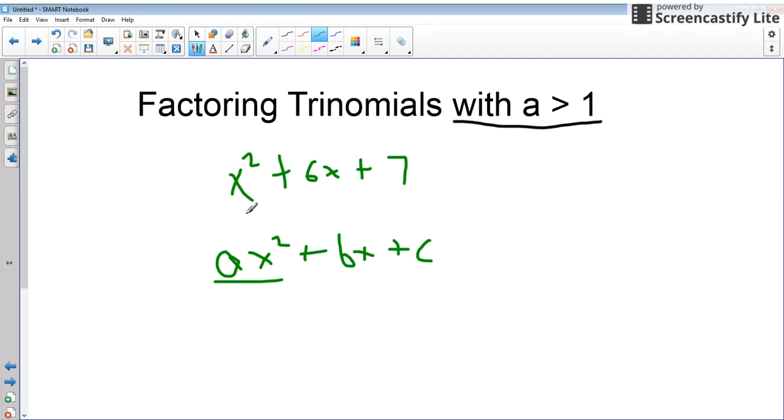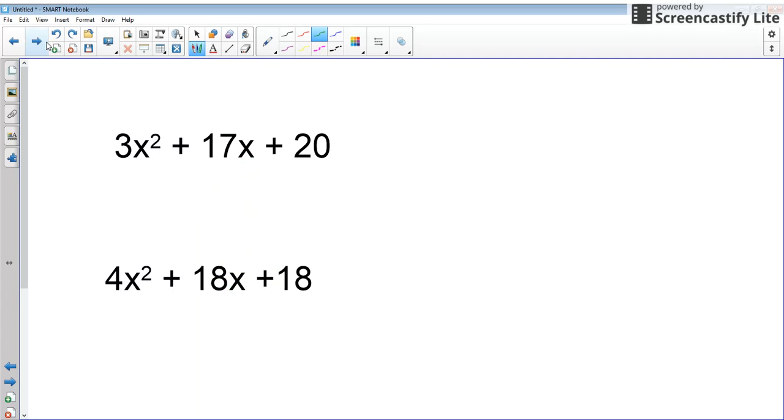And so this a should be some number greater than 1. In this case, it was 1, but now we're talking about what if it's a number higher than 1? If you had something like this, where this number was bigger than 1, congratulations, you're right. It really is no different than the problems we've been doing. It's just a little more tedious and painful. So let's just start on an example.